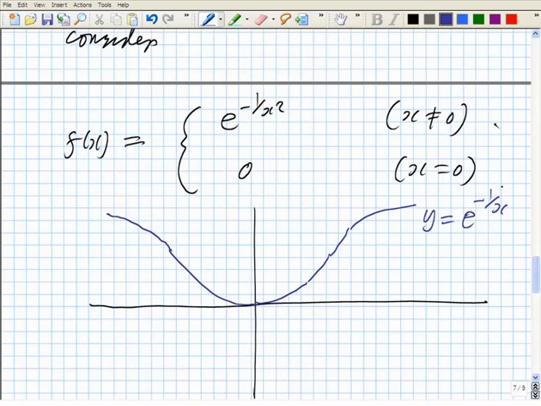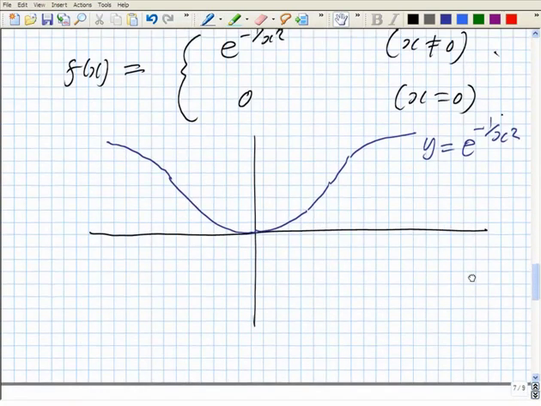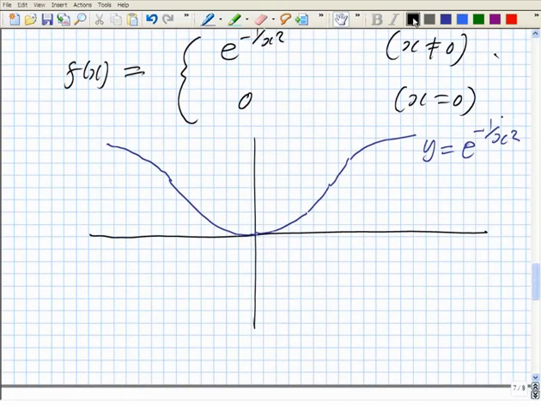So that's y equals e to the minus 1 over x squared, or y equals f of x. And of course, there's that extra point where it's 0 at the origin. It's incredibly flat at the origin. It's so flat that not only is f of 0 equal to 0, but all of the derivatives of the function are 0 at the origin. Now, this is not actually very easy to prove. It's a tricky little exercise to check these details.